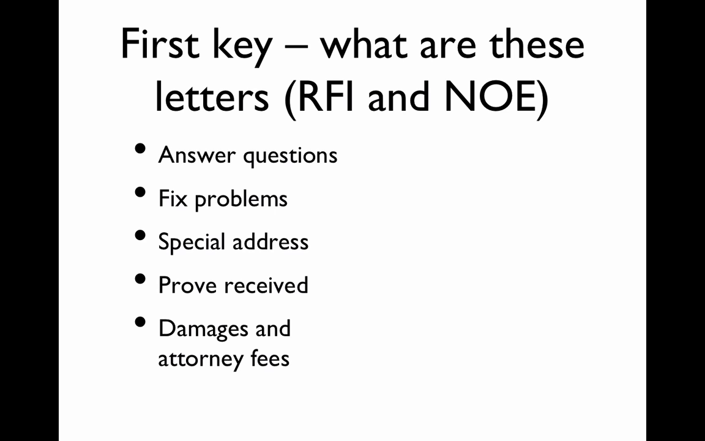Third little bullet I have up here is special address. You need to send these letters to the correct address. Normally it's usually on the back of the mortgage statement. You'll see something that says for notice of error, request for information, or qualified written request. And that's kind of the old version of what we're talking about, request for information, notice of error. But for those types of letters, here's the address you use. It should be very clear on the website. Look in the contact us.